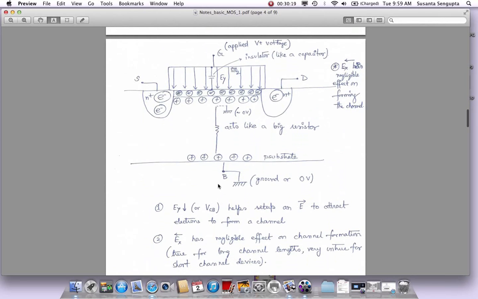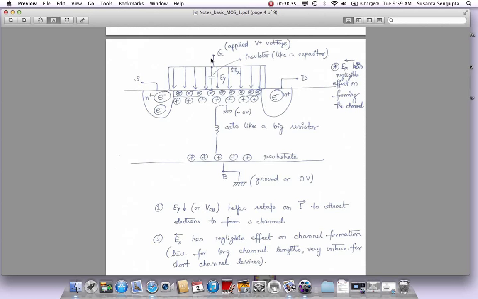Alright, now I was hoping to keep this simple, but it became a very complicated structure. So let me explain step by step what I mean here. Okay, so we have the gate where we are applying some positive voltage called V plus.